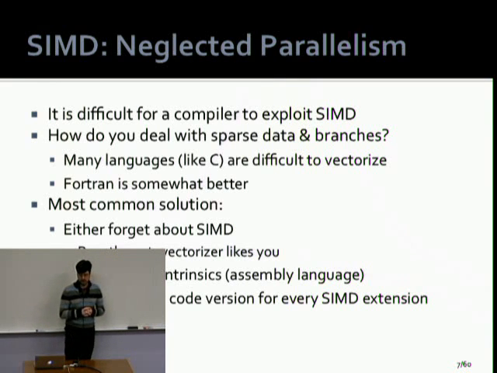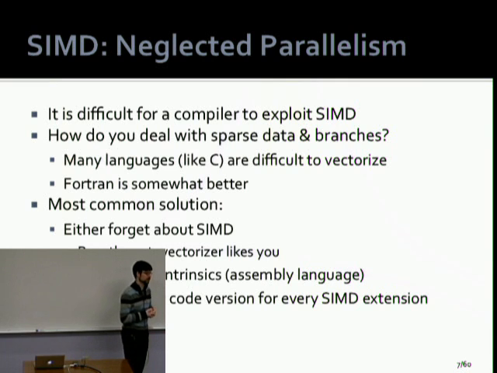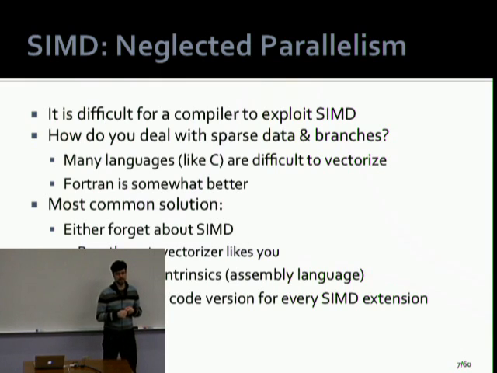So the most common solution that people have used over the years is basically three different ways of dealing with SIMD. One is to just forget about it and say parallelism is about threads. It's not about SIMD lanes. We're just not going to worry about it. And Intel has a great auto-vectorizing compiler, and maybe it will do something useful. And you sort of just cross your fingers. And that generally doesn't work.